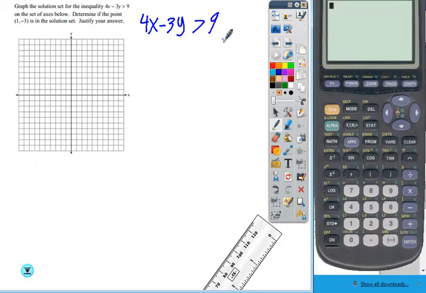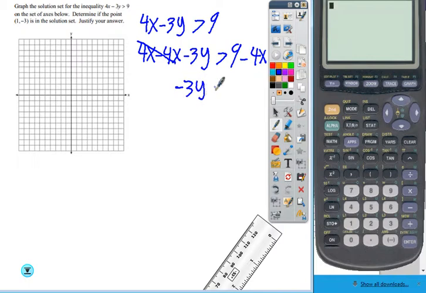There's not much we could do with this linear inequality right now because we do not have y isolated. So we must do some algebraic manipulation. The first thing we're going to do is eliminate this positive 4x. The way we eliminate positive 4x is by doing the inverse operation, which is subtracting 4x on both sides. We still have this minus 3y greater than 9, and I must also subtract the 4x on this side as well. 4x minus 4x is a zero pair, so this is eliminated, and now I bring down this negative 3y. And I still have my greater than 9 minus 4x.